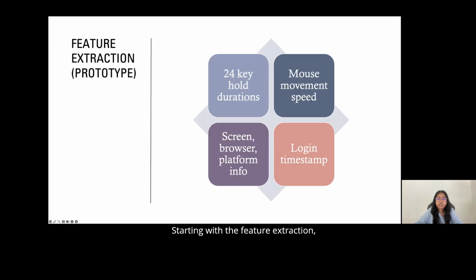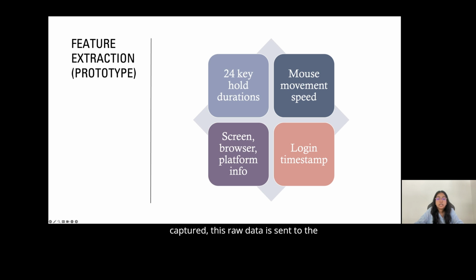Starting with the feature extraction. This is the step where raw interaction data is transformed into a structured numerical format that a machine learning model can understand. In my prototype, I built a Python-based pipeline that triggers during each login attempt. As soon as the user begins typing, the frontend, built in Next.js, starts capturing behavior in real time. This includes keystroke hold durations for the 24 keys, average mouse movements, screen width and height, browser type, platform, and the timestamp of the login attempt.